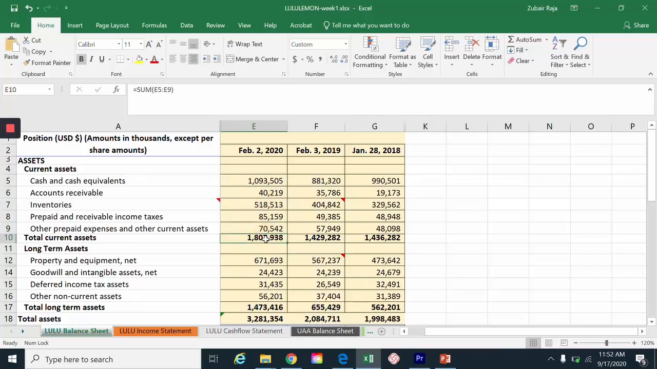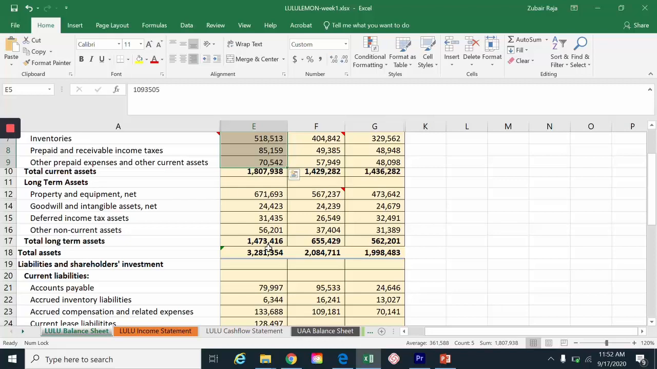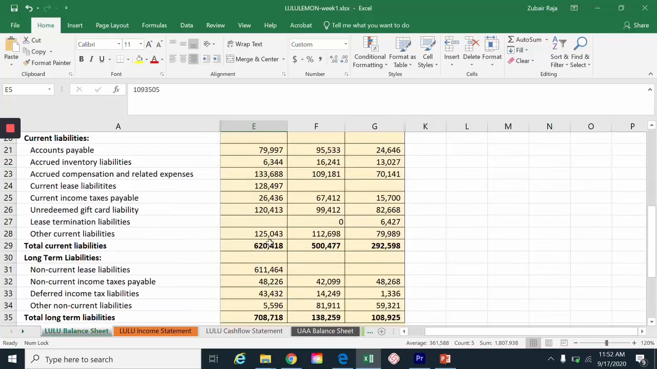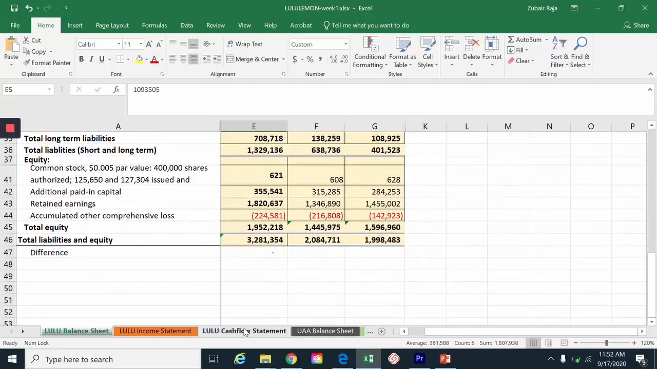I have experienced a situation where the total current assets have a different number compared to the sum of these line items, which it should be equal to. But this will give me the assurance that my line item numbers are accurate and I'm doing the analysis on the right numbers. In the same way, do it for the total assets, for the liabilities and the equity.